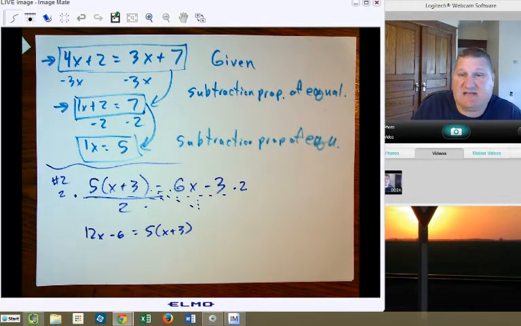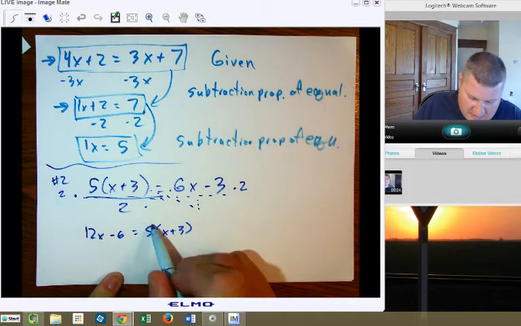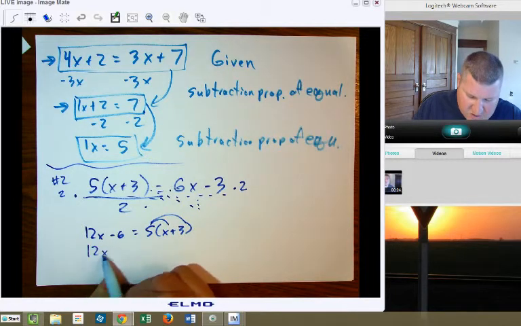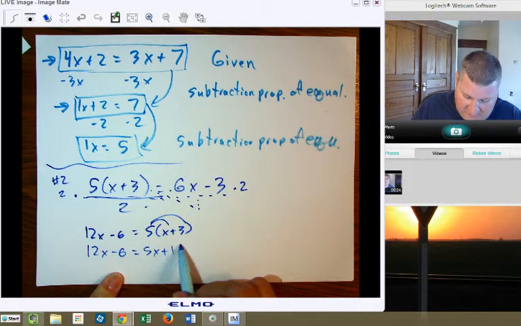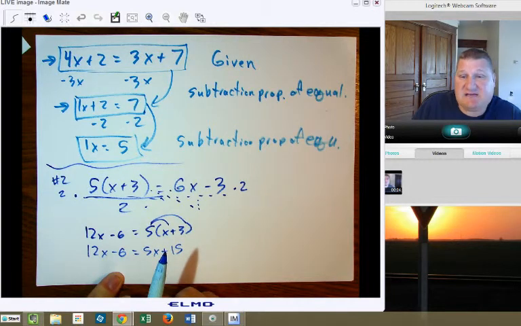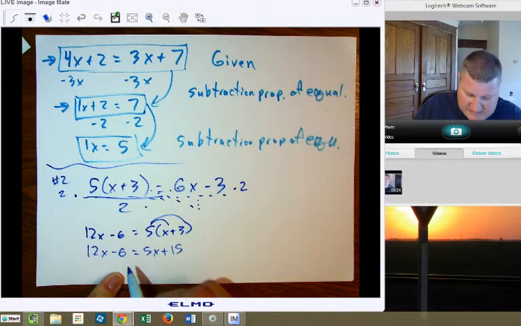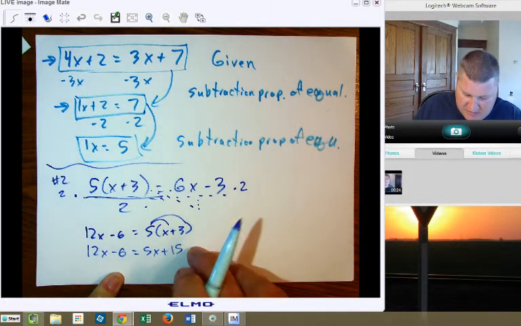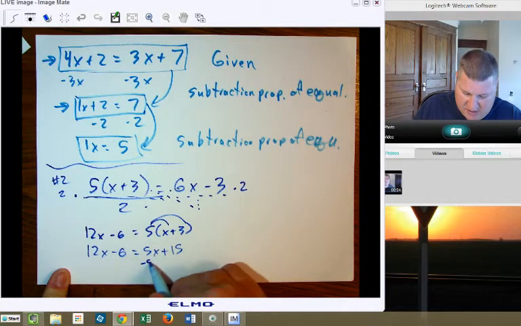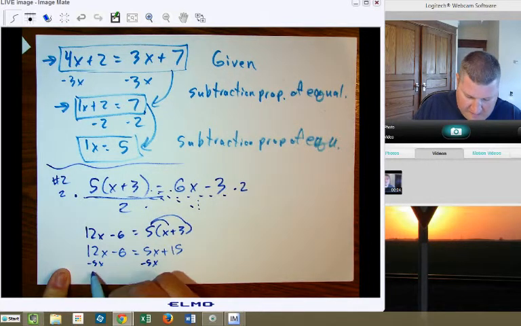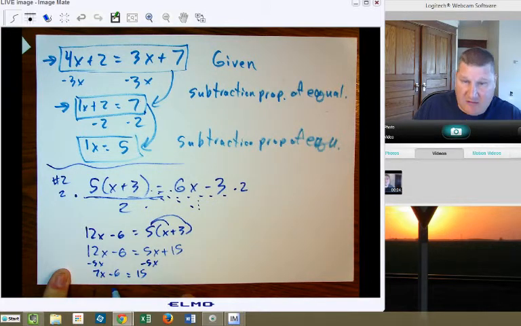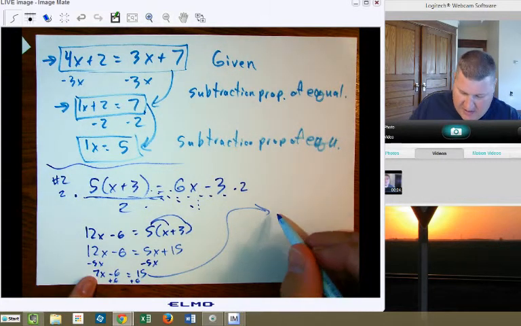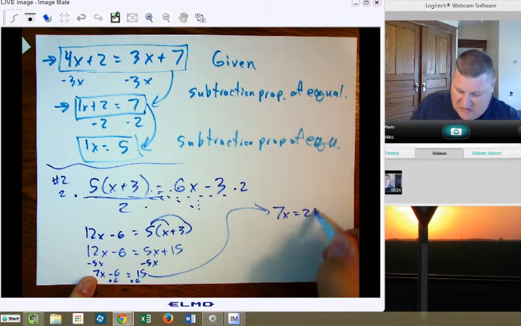Now, at this point, what's the next step you would probably do? Hopefully you said distribution, and we're going to give away that 5 to each piece. 12x minus 6 equals 5x plus 15. Okay, once we have this, by distribution, I distributed this, I can now begin combining things. So subtract 5x from both sides. And so I come up with 7x minus 6 equals 15. I'm now going to add 6 to both sides. When I do so, I come up with 7x equals 21.